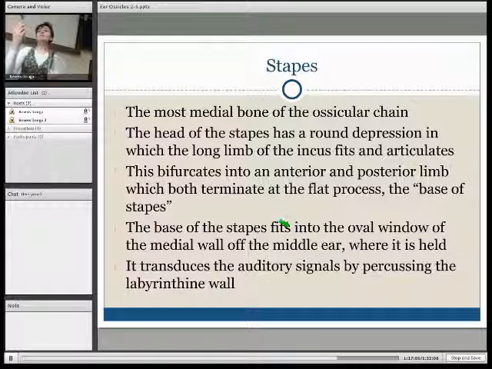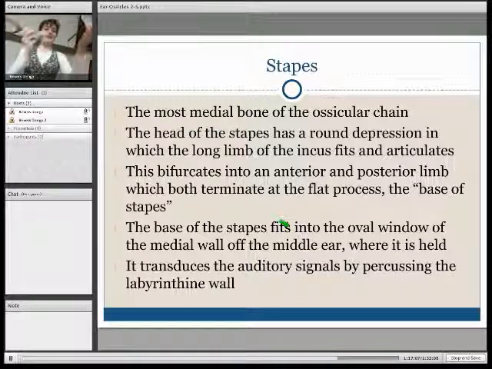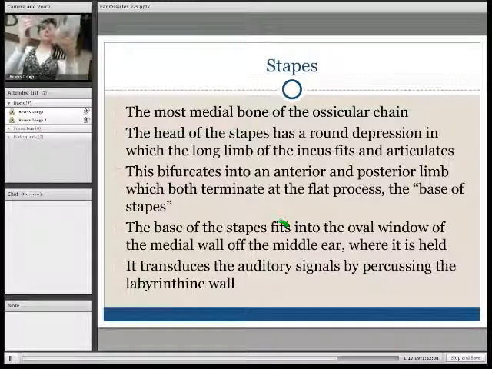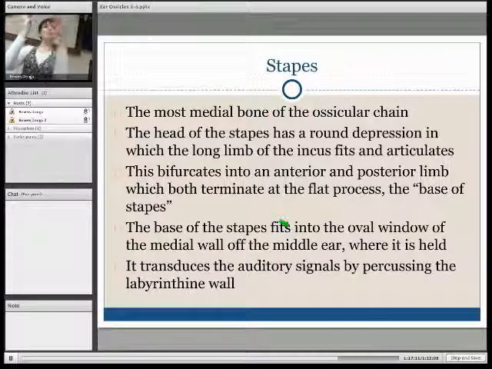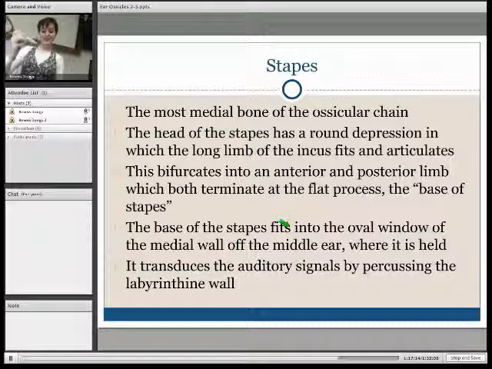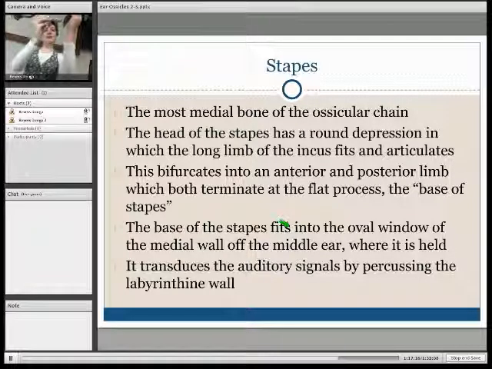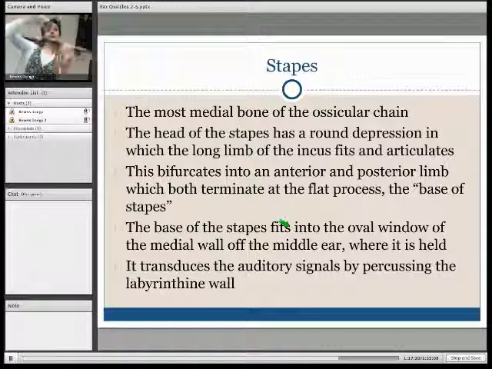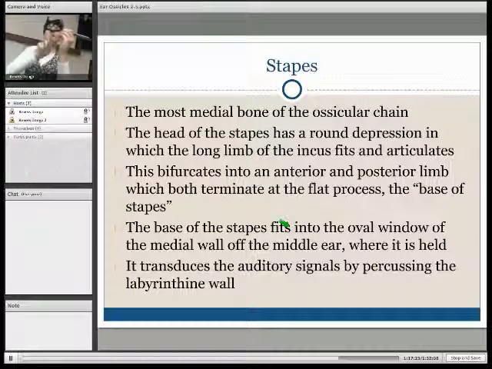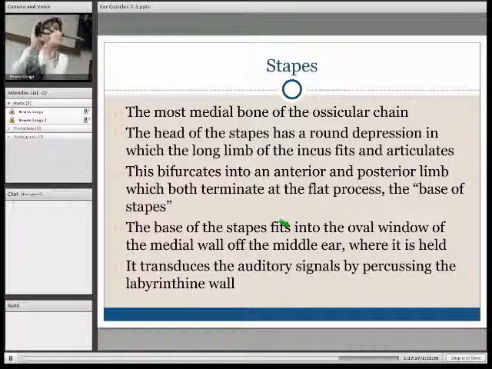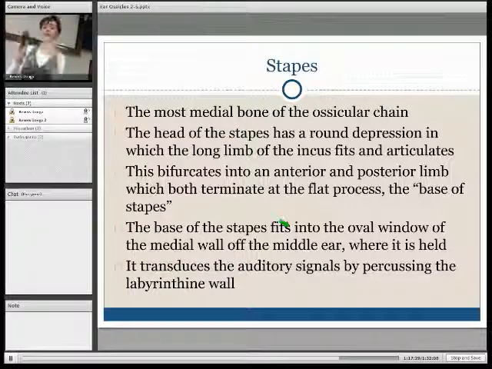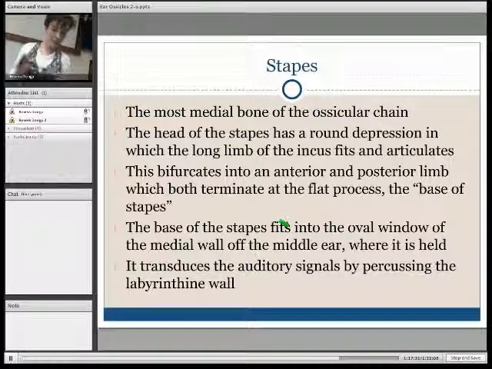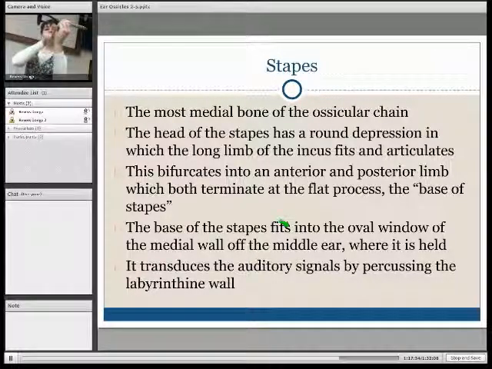So here is the stapes. It has a small hole which is round, at one of its ends, which will articulate with the incus. It bifurcates at its neck into an anterior and posterior process, and then goes to the base of the stapes, which fits inside the oval window. Stapedius will insert on the posterior side of the neck.